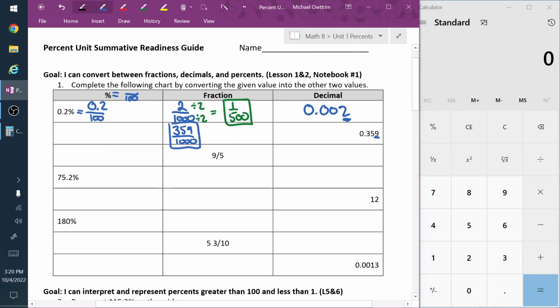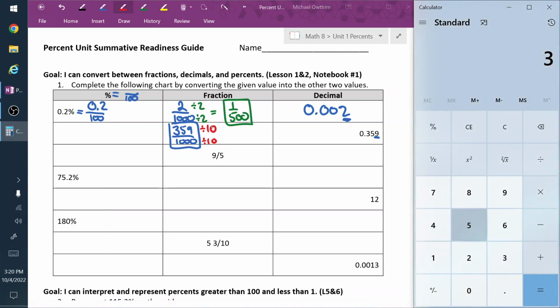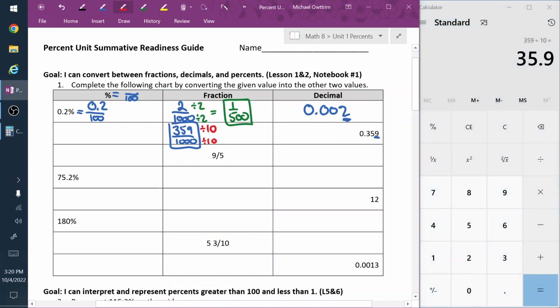With regards to my percent, though, I need it to be out of 100, not out of 1,000. So what do I do to 1,000 to make it out of 100? Well, I'm going to divide it by 10. And whatever I do to the bottom, I'm going to do the top as well. So the top is 359 divided by 10, which moves our decimal one time. And then on the bottom, I've got my 100.